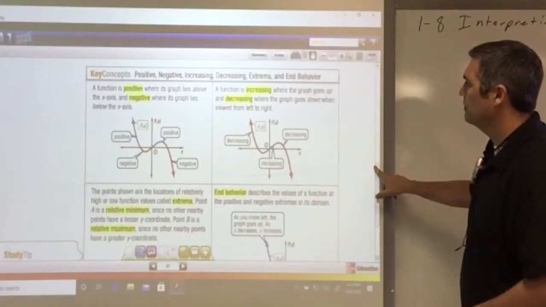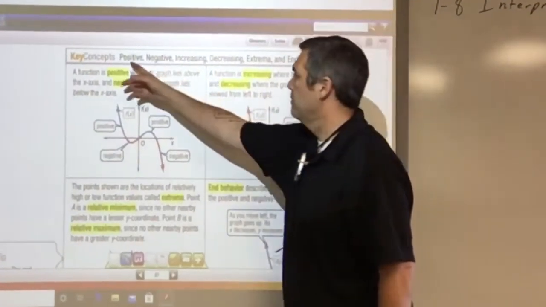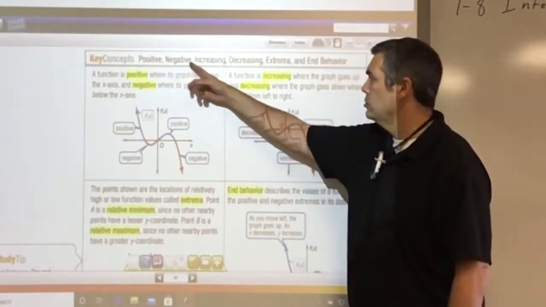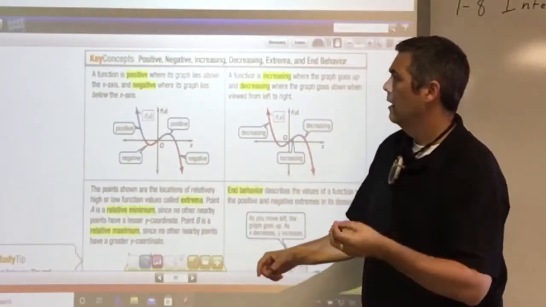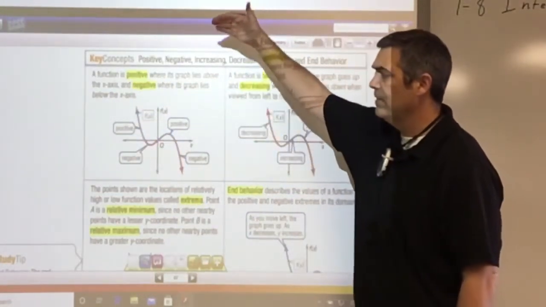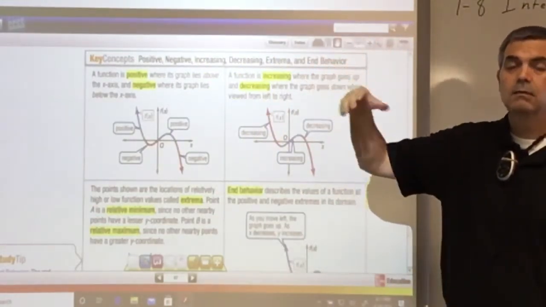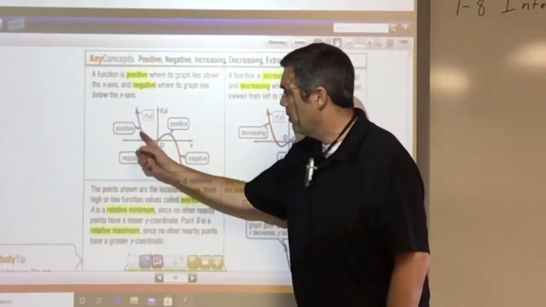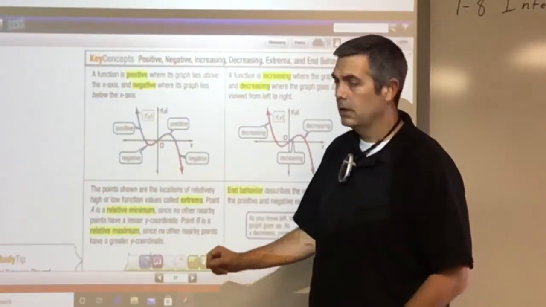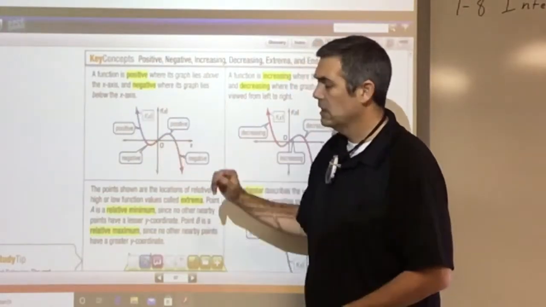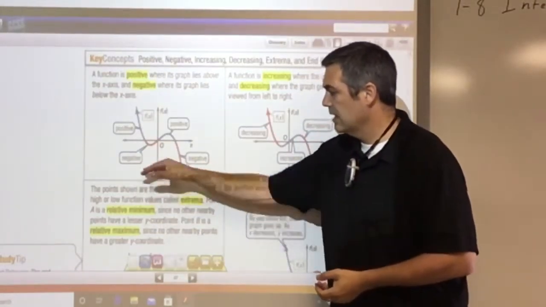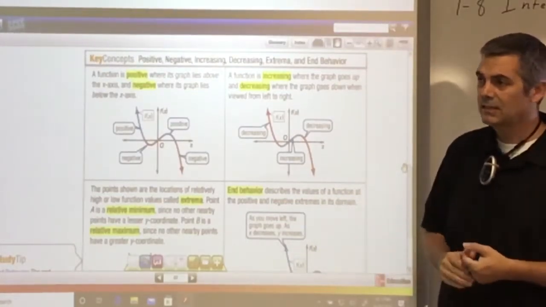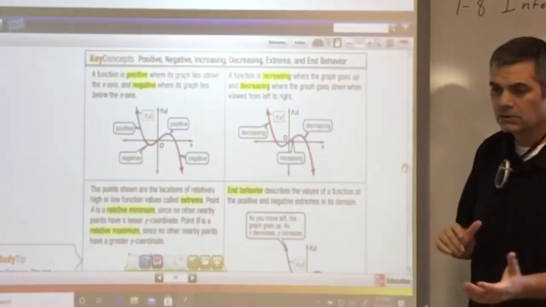All right, so what we're talking about here is this stuff right here. Positive, negative, increasing, decreasing, extrema, and end behaviors. These should be fairly self-explanatory. A function is positive where its graph lies above the x-axis. So if something is above the x-axis, that's the positive part. It's negative where it lies below the x-axis. So any of this part along this graph, notice it's not linear, okay? Anything above is positive. Anything below is negative. If it's above the x-axis, that part's positive. If it's below, that part's negative, all right?